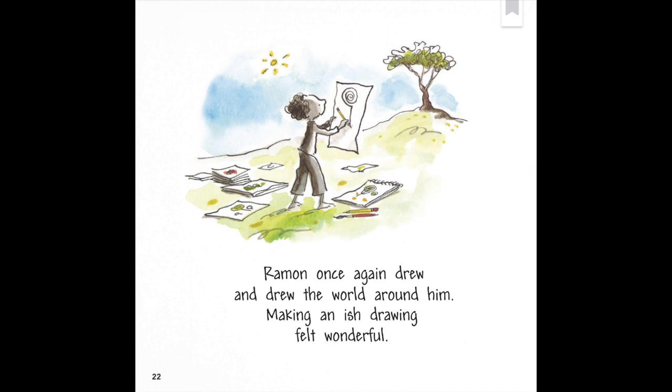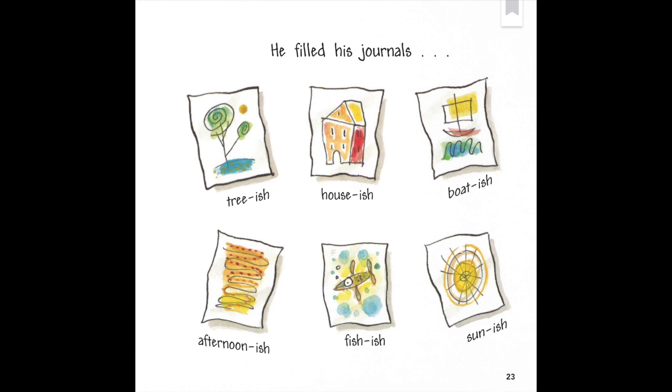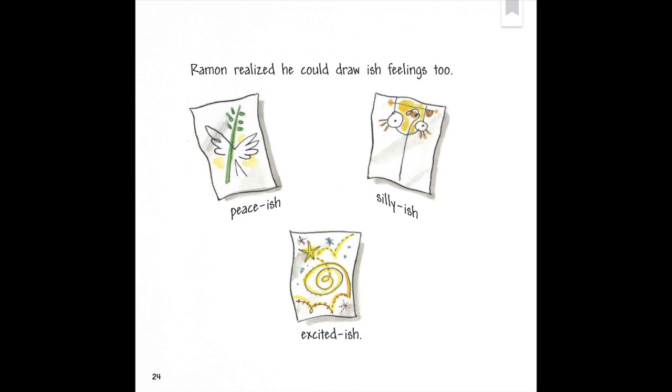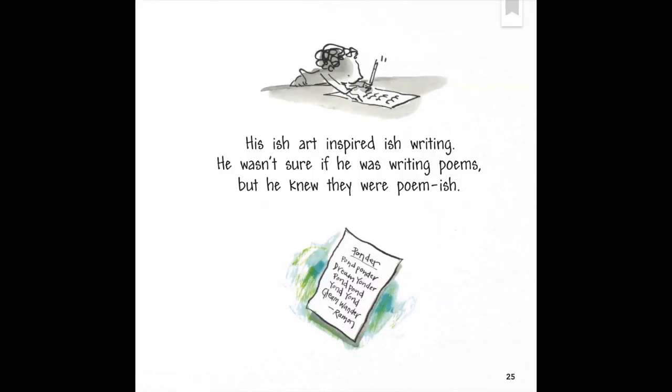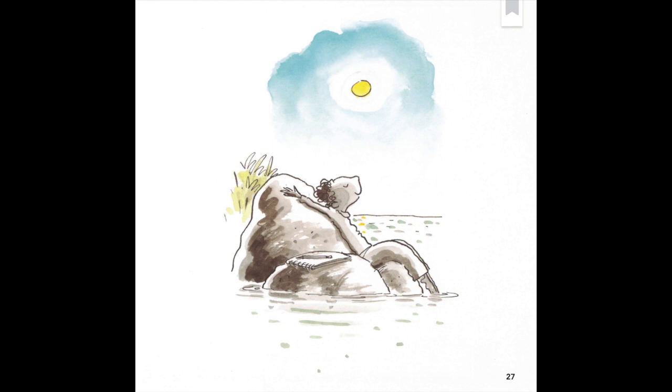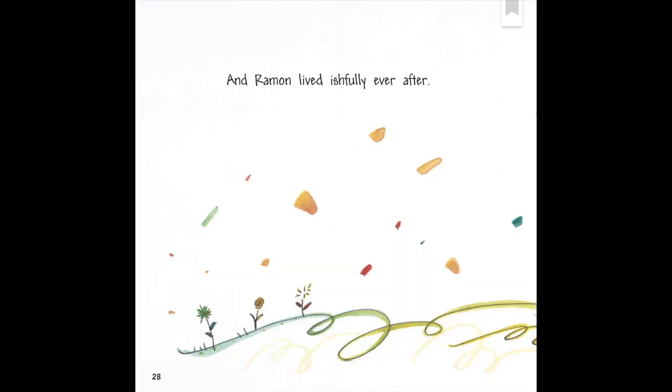Once again, he drew and drew the world around him. Making an ish drawing felt wonderful. He filled his journals, tree-ish, house-ish, boat-ish, afternoon-ish, fish-ish, sun-ish. And he realized he could draw ish feelings too. Peace-ish, silly-ish, excited-ish. His ish art inspired ish writing. He wasn't sure if he was writing poems, but they were poem-ish. One spring morning, he had a wonderful feeling, a feeling even ish words and ish drawings could not capture. He decided not to capture it. Instead, he savored it. And he lived ishly ever after.